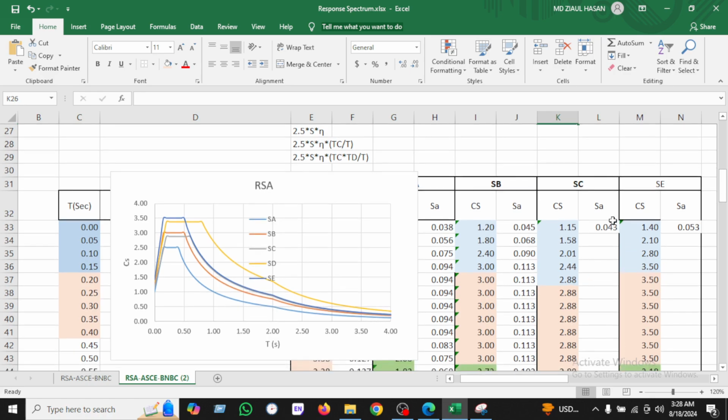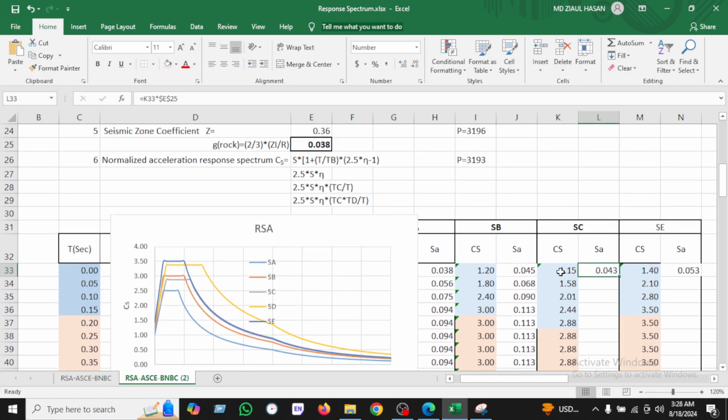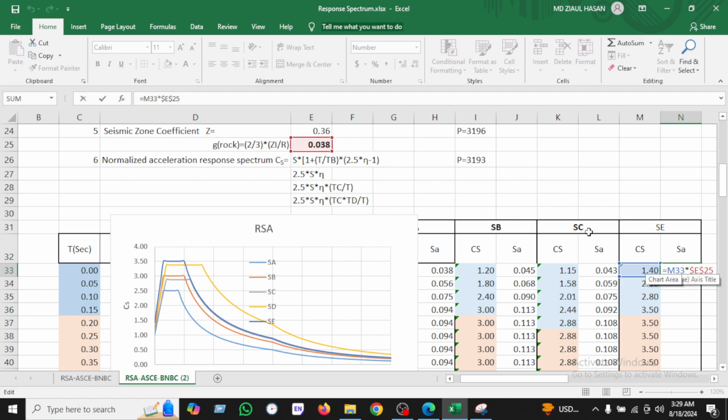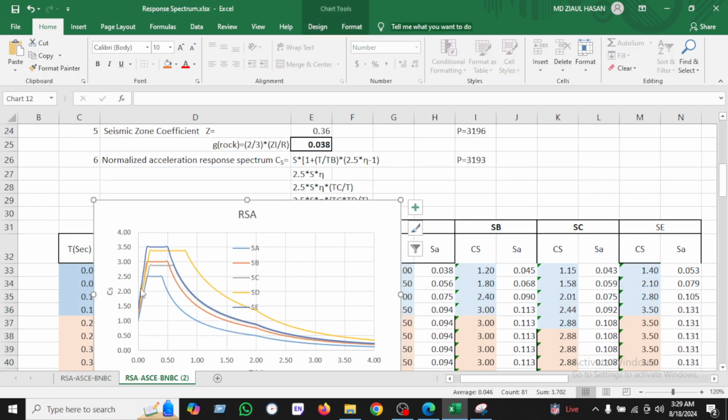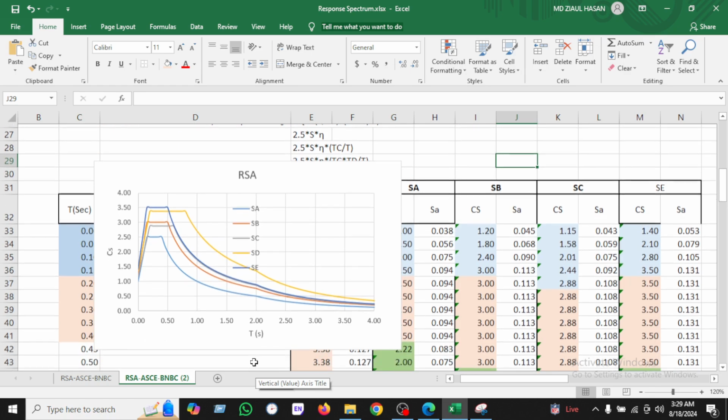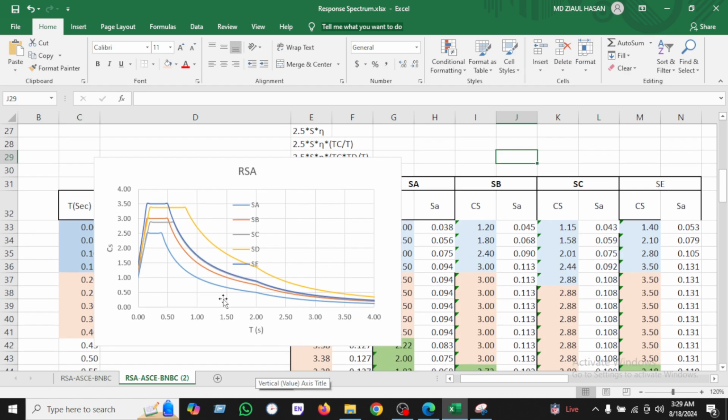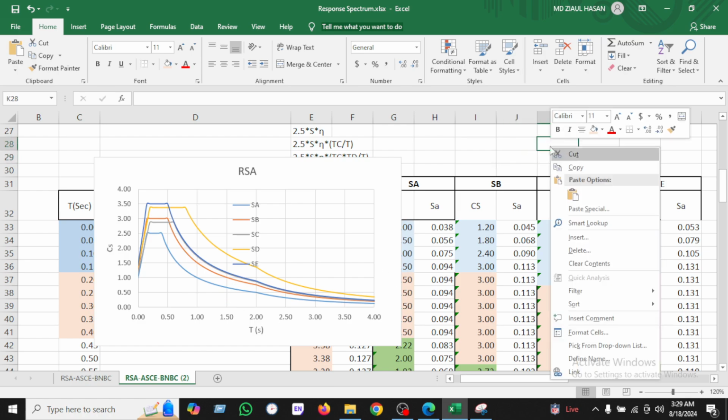If you want SA, I know the SA value will be CS into PGA rock. So here is CS into K33 into the PGA value. Putting enter and dragging all the portion, we find the values. In the same way, SA equals CS into PGA rock, putting enter and clicking on, we found it. So the response spectrum we have drawn here. We can see the CS versus time period.